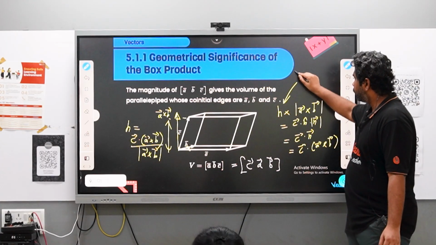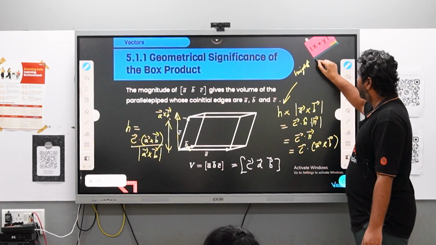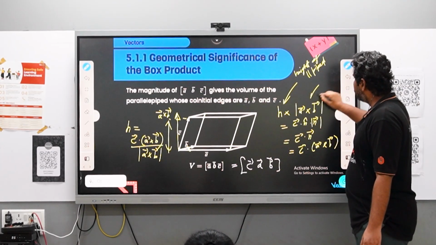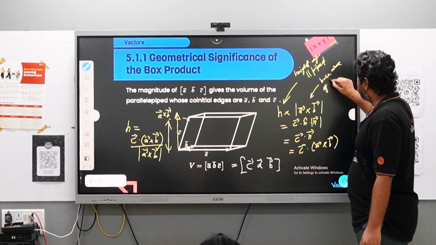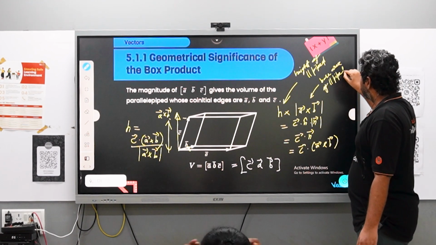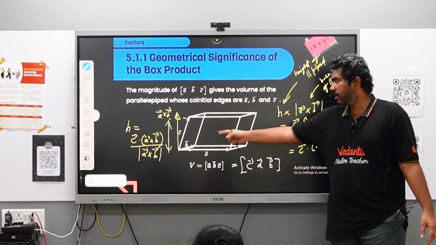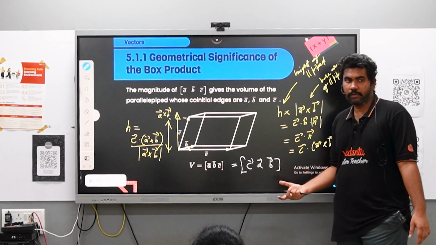So this H is representing the height of the parallelepiped, and this is the base area. Of course, this logic can be done for anything, like you can take B and C and take A, B cross C and A in the same logic.